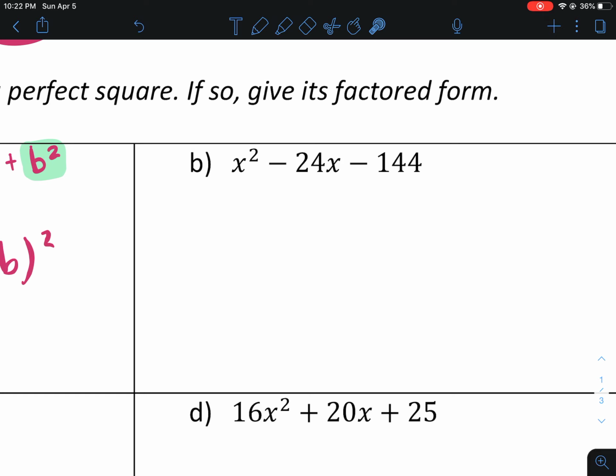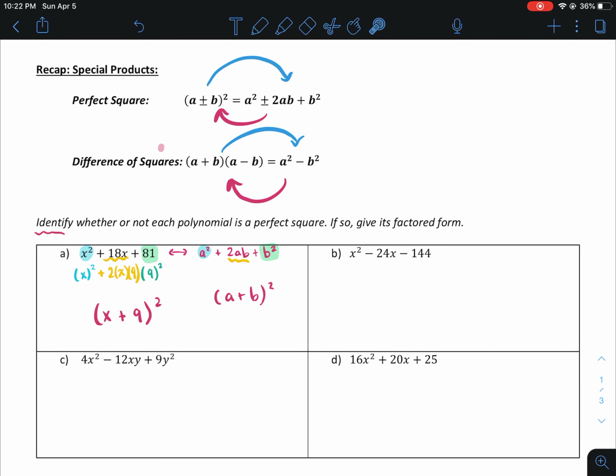So let's look at b. Is x squared minus 24x minus 144 a special product? Okay, so if we look here, we see x squared and we see 144, which are both perfect squares, but this is actually not a perfect square. And the reason is because of this negative right here.